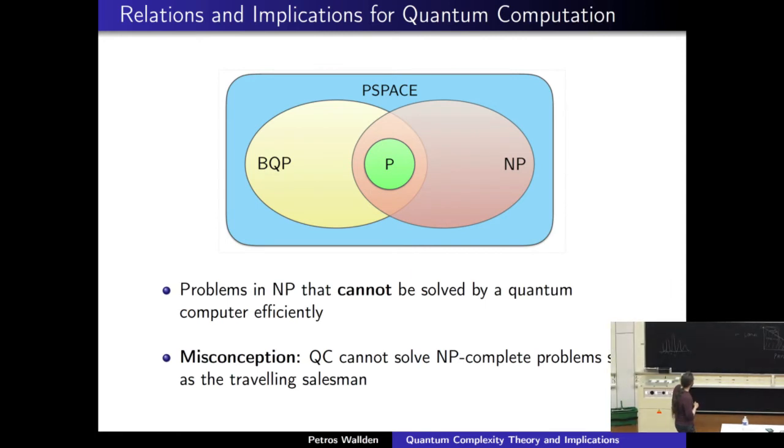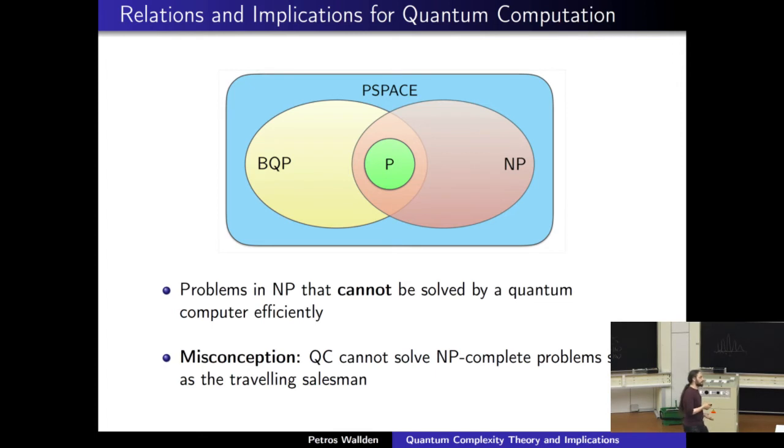First, there are problems in NP that cannot be solved by a quantum computer efficiently. This means that quantum computing cannot solve an NP-complete problem efficiently. This contradicts things that you've heard. I'm sure that people say you can solve traveling salesman using quantum computing. Well, if by solving you mean efficiently, no, you can't, because it's an NP-complete problem. That's for sure not the case. You cannot solve it. It sits there.